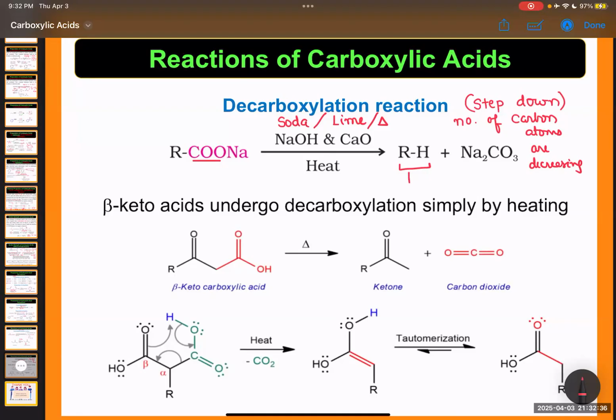If you want to get back to carboxylic acid, you can easily react with Br2 and get RBr. Once you get RBr, you can convert it into RCN, or by Grignard you can get back to RCOOH. That was a step up reaction. So normally decarboxylation takes place by using soda lime and heat. Got it? Clear?